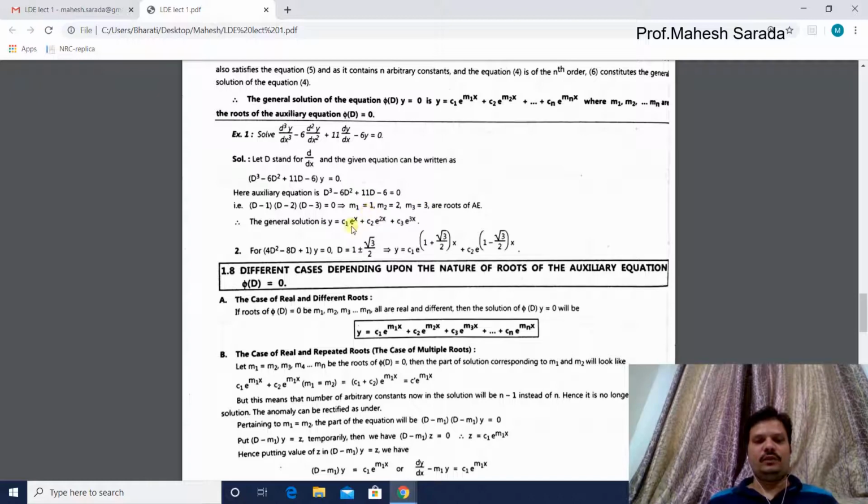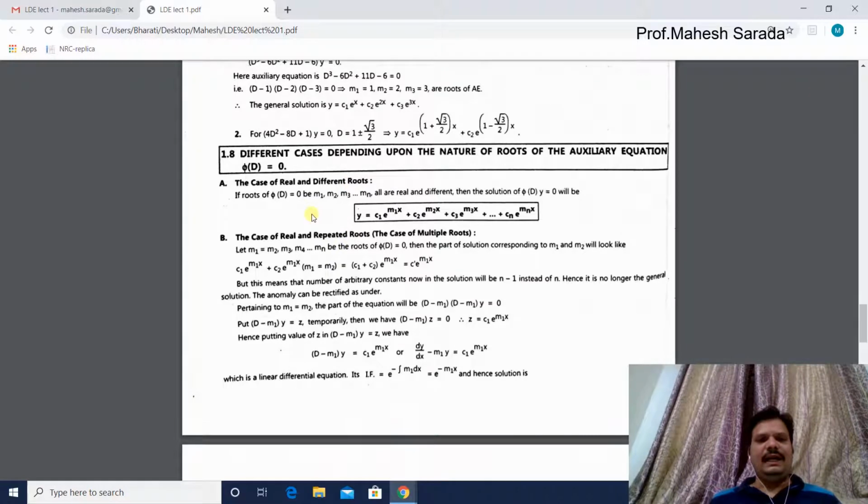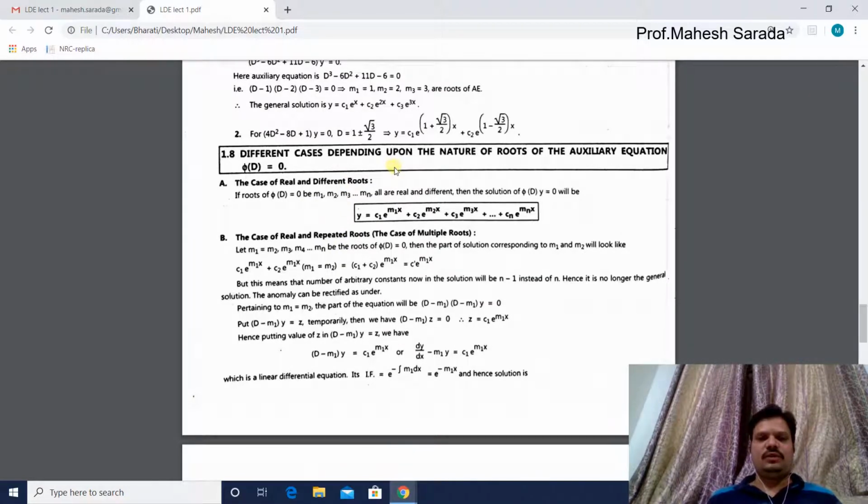So for 1, e raised to x; for 2, e raised to 2x; and for 3, e raised to 3x. So this is the general solution for these given 3 roots. Now, the roots of polynomials can be real or different, real or repeated, complex or different, complex and repeated. Therefore, there will be 4 types of roots.